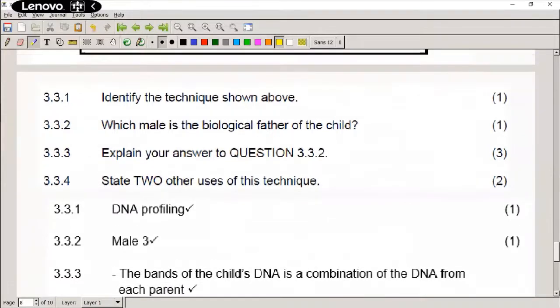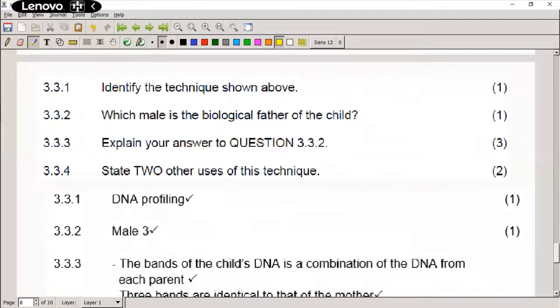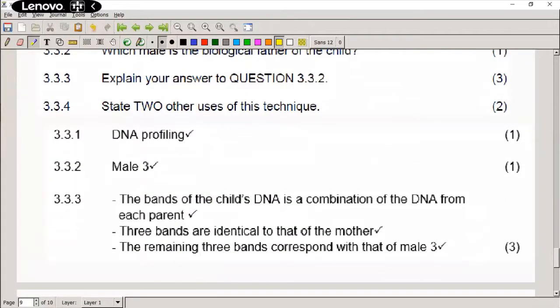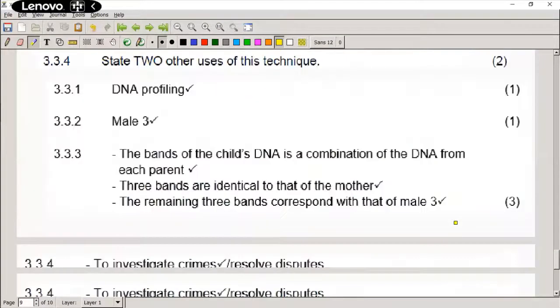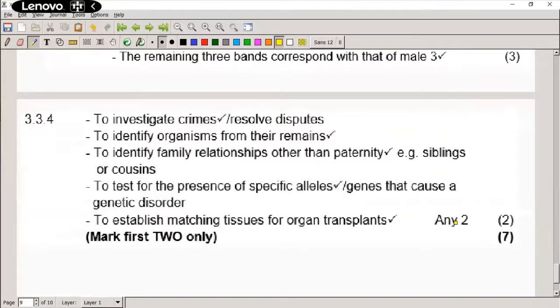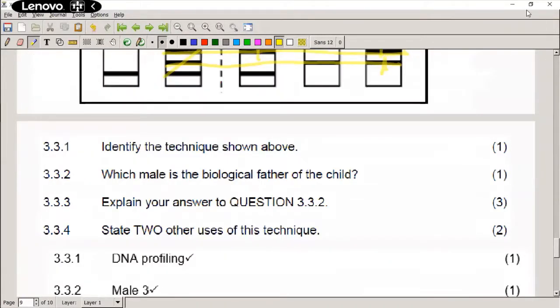And then state two other uses of this technique. We can use this technique for many things: to investigate crimes, identify organisms from their remains, identify family relationships other than paternity, to test the presence of specific alleles, and also to establish matching tissues for organ transplants. Okay. So those are the DNA questions you had to go through so far.